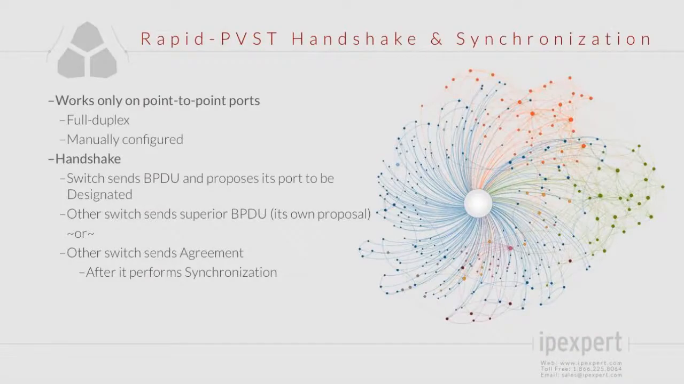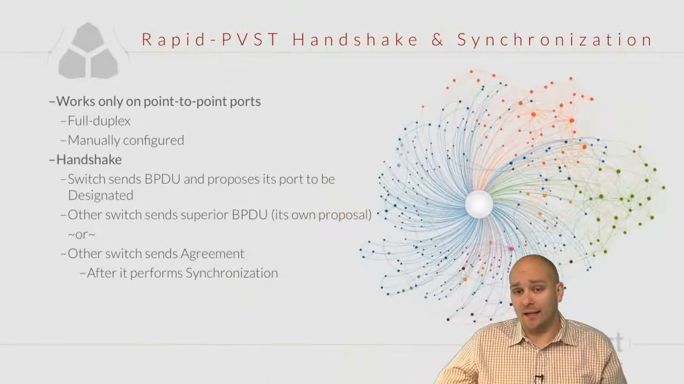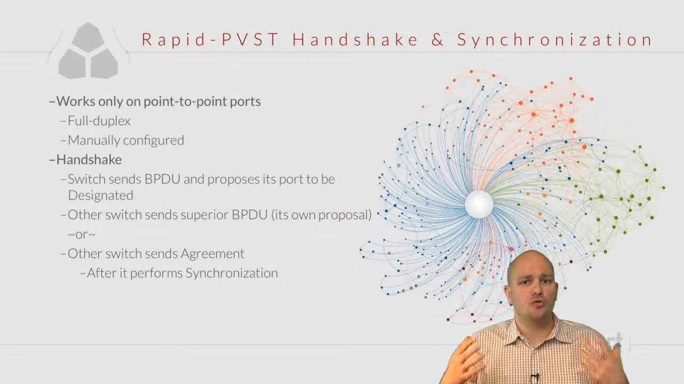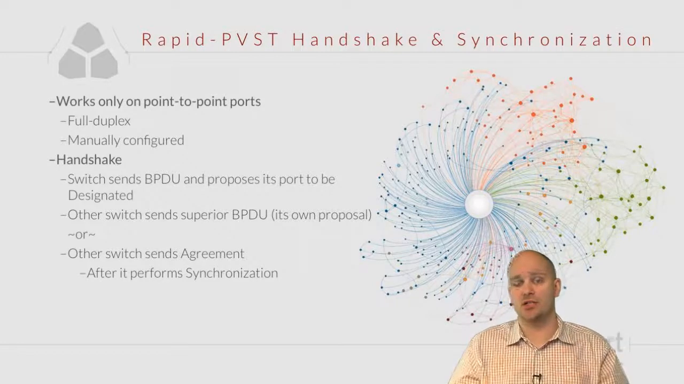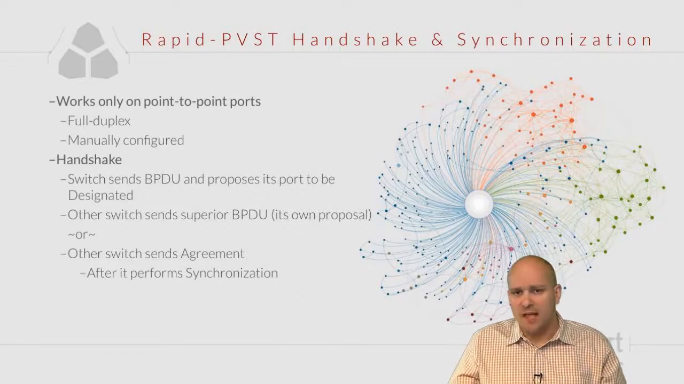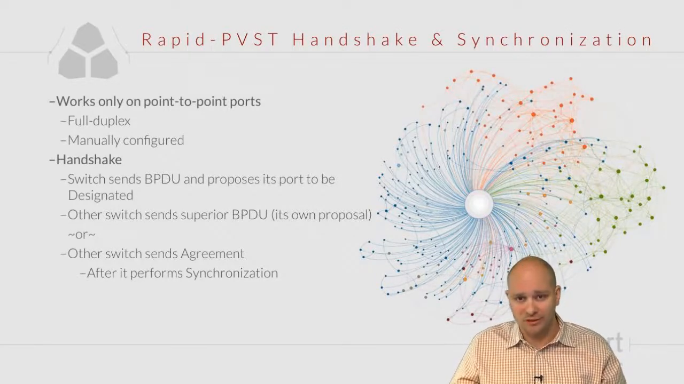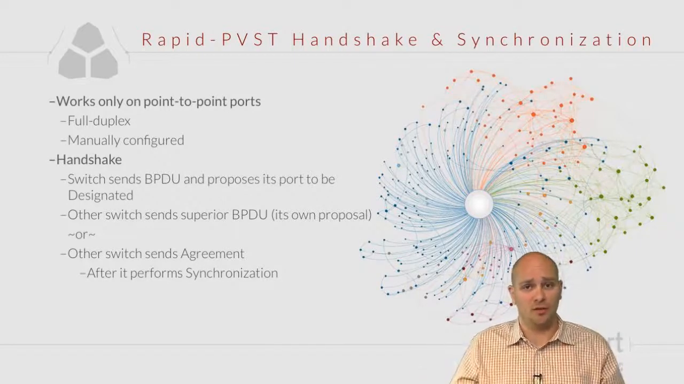The process of rapid PVST convergence is done using this exchange of proposals and agreements. This process technically consists of two steps. One is the handshake, the proposal and agreement exchange between two switches, and the other one is the process of synchronization. The process of synchronization is what the switch does before it agrees to anything that the other switch may have proposed. But I keep mentioning these proposals and agreements without actually talking about them in greater detail.